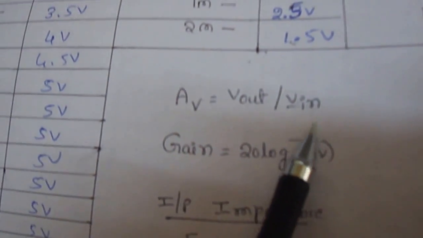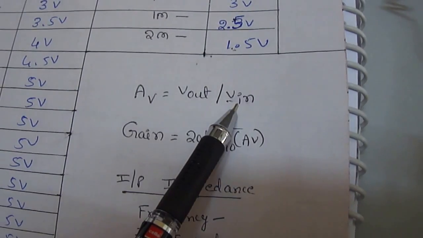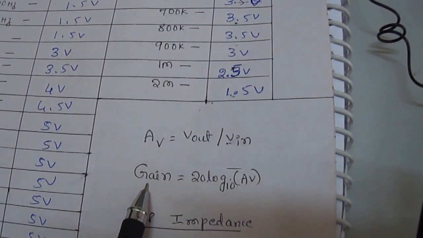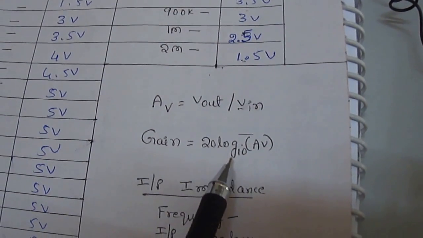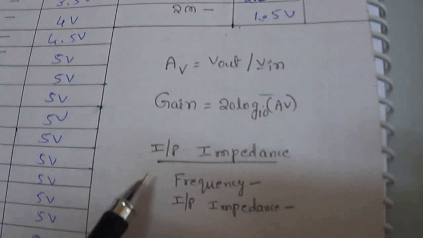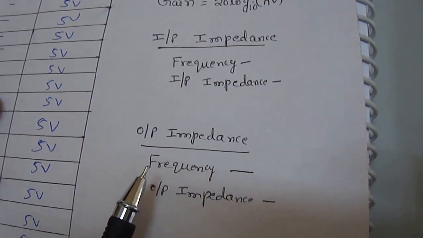Then calculate the average. Average will be equal to voltage output divided by Vin. Voltage output is here 0.5 volts. First reading for 100 hertz: 0.5 divided by Vin, which is fixed at 50 millivolts. Then calculate the gain. Gain will be equal to 20 log to the base 10 of the average. Average we are getting now. Substitute this value. Then calculate the input and output impedance.